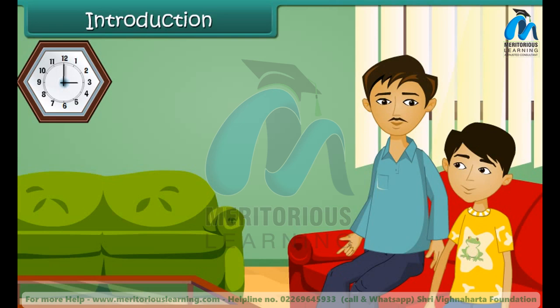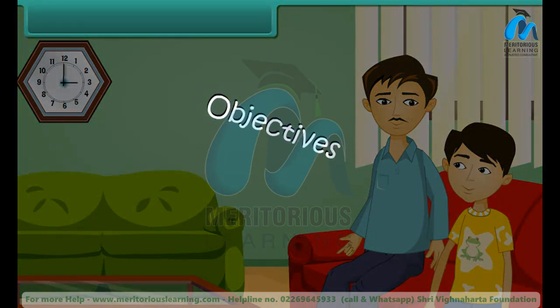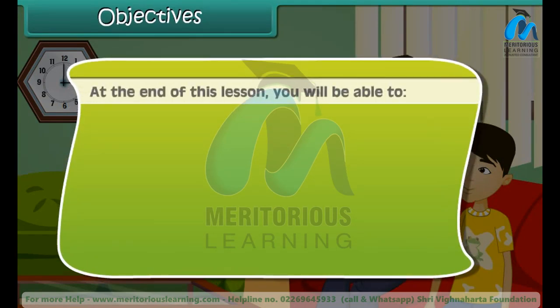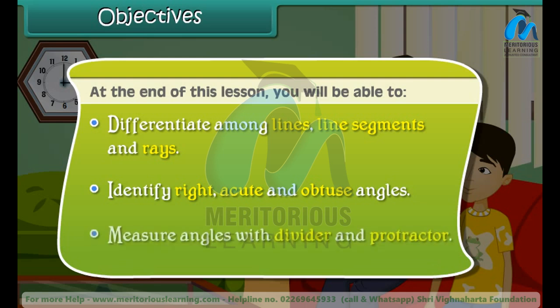Children, in this lesson, you will learn the basics of geometry. Objectives. At the end of this lesson, you will be able to differentiate among lines, line segments, and rays. Identify right, acute, and obtuse angles. Measure angles with divider and protractor.